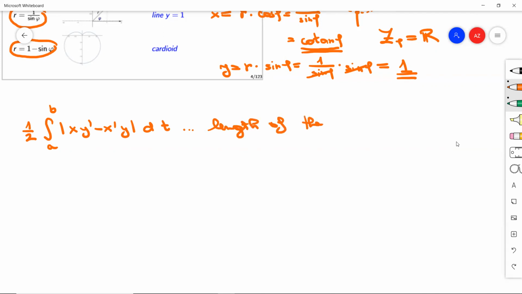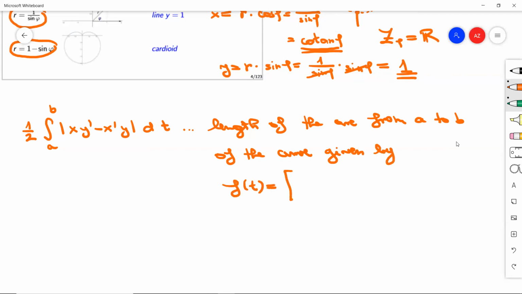Length of the arc from A to B of the curve given by f of t is equal to x of t, y of t. And now we can plug in for x, we can plug in polar form. So it's r times cosine of phi. And this y is r times sine of phi.